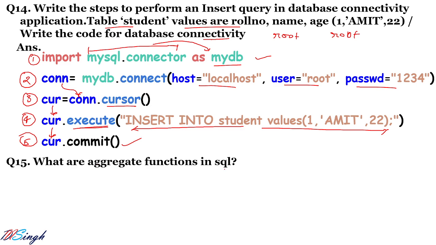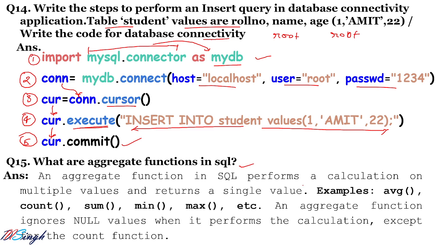What are aggregate functions in SQL? I told you already, there are 5 aggregate functions. Example: average, count, sum, min, max. An aggregate function in SQL performs calculation on multiple values and returns a single value. That's why they are also called multi-row functions.